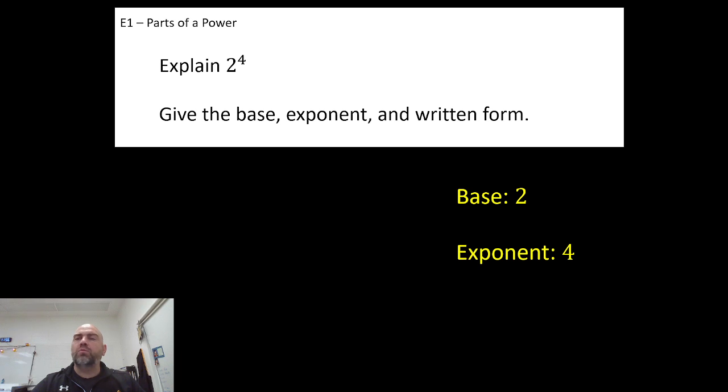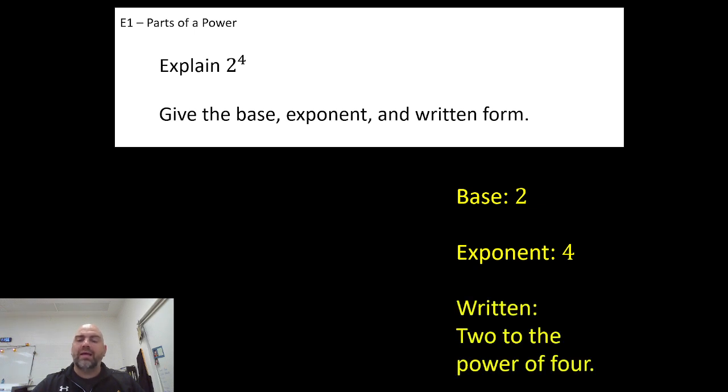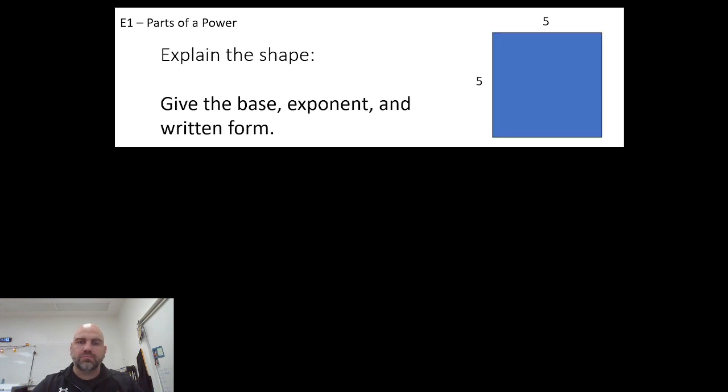And then when we write this out, because I will ask that you write them out as well, we're going to write it out as 2 to the power of 4. Okay, 2 to the power of 4. And that's how we're going to write out this power. Let's take a look at this next one here. Let's explain the shape. I want you to give the base, the exponent, and the written form of the power that is made up by the area of the square.